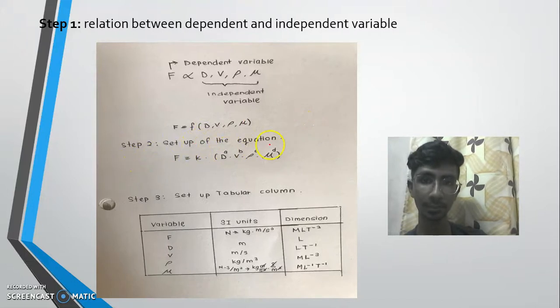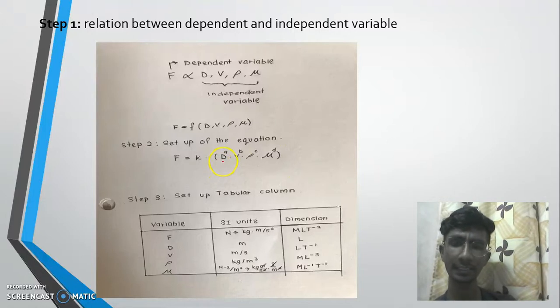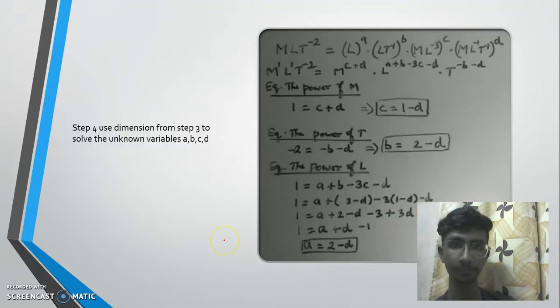Step 2, set up all the equations. So F equals k, a dimensionless constant, times d^a v^b ρ^c μ^d. So set up a tabular column. Then you write all the dimensions and the SI units as shown in this table. And then step 4, use the dimensions from step 3 to solve the unknown variables a, b, c, d.